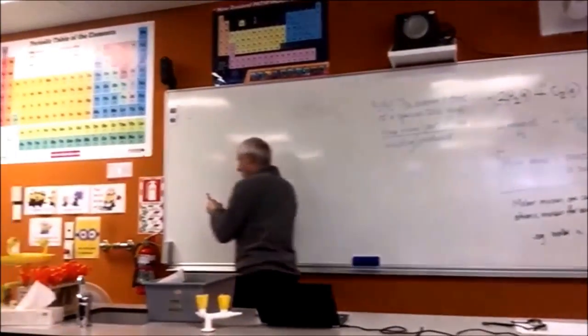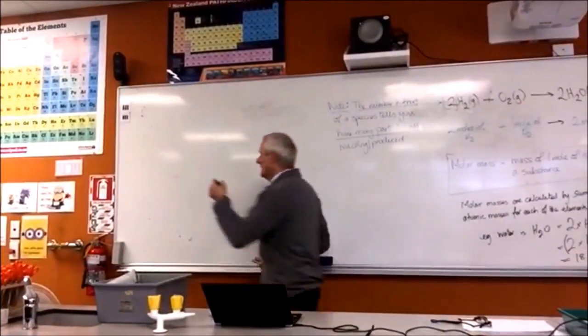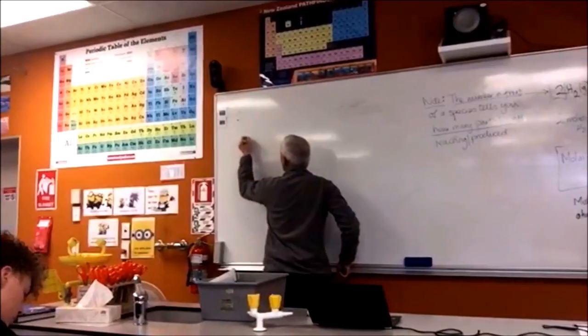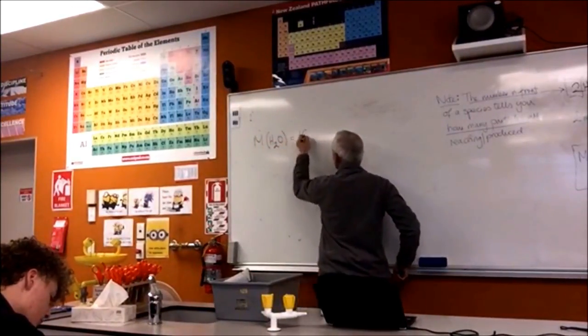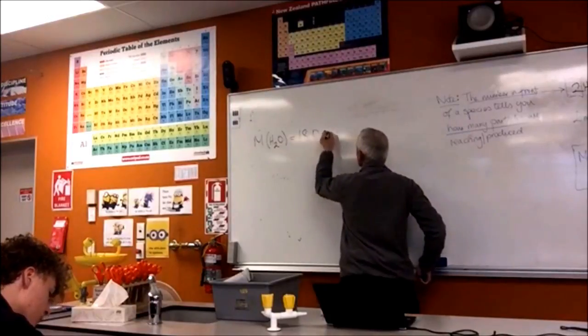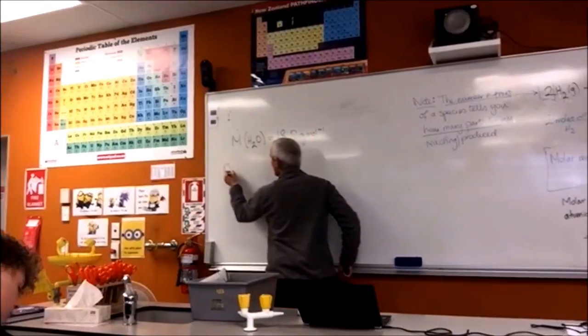The way we represent this is to use the letter capital M. So for water, we would use capital M, and then we put H2O equals 18.0 grams per mole. And this means 1 mole of water molecules.